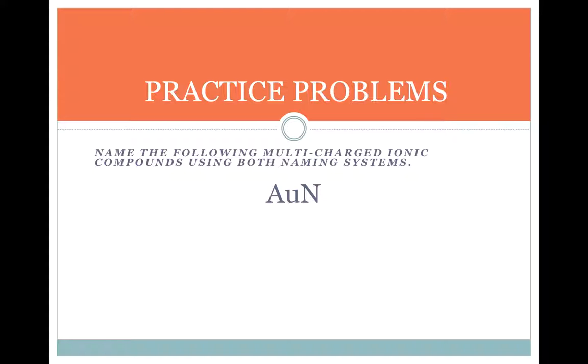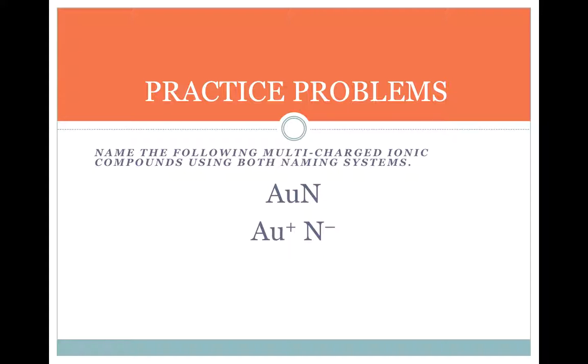Our next example, we have AuN. If we look, again, gold is one of the transition elements, so we have to indicate the charge of gold. Remember, our first step is to do reverse crisscross. Both of these have a subscript of 1, so that would mean that gold would be plus 1 and nitride would be minus 1. Next step is to check the charge on the anion.